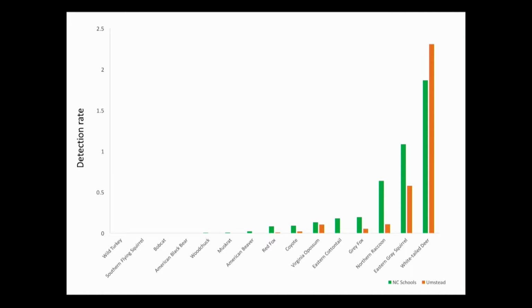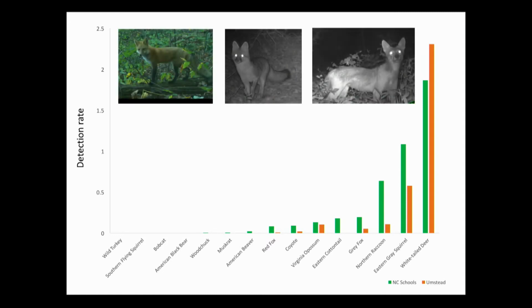And in this graph, I showed it in webinar 1, but you can see that we have the detection rate of animals found in schools in North Carolina, and that's in green. And I compared it to the detection rate of another citizen science project we ran in Umstead State Park, which is a state park here in Raleigh, and those are the orange bars. And what you can see is that for every animal except for deer and flying squirrel, we actually have higher detection rates of all those other mammals.